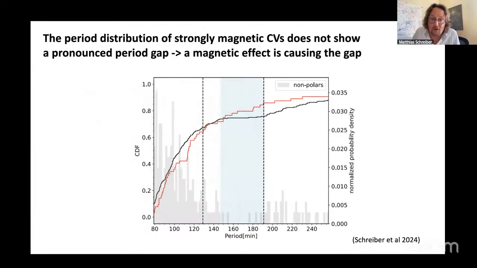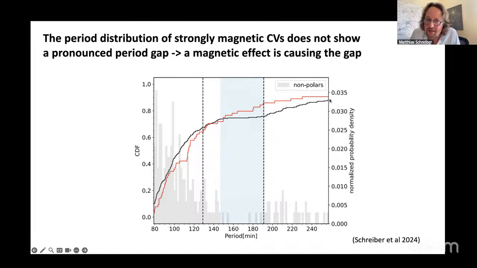Here you see now in the background, the gray histogram is the period distribution of CVs when the white dwarf is not magnetic. The black line is a cumulative distribution. You see it rises here and then it becomes flat in the gap. So we don't see many systems in the gap, as in the previous period distribution I've shown. And then you have systems at longer periods than 3 hours.